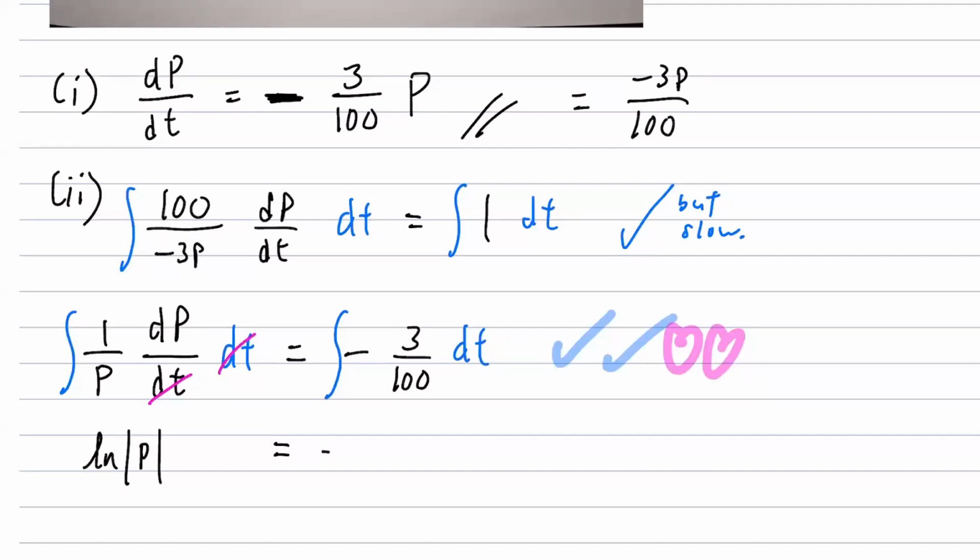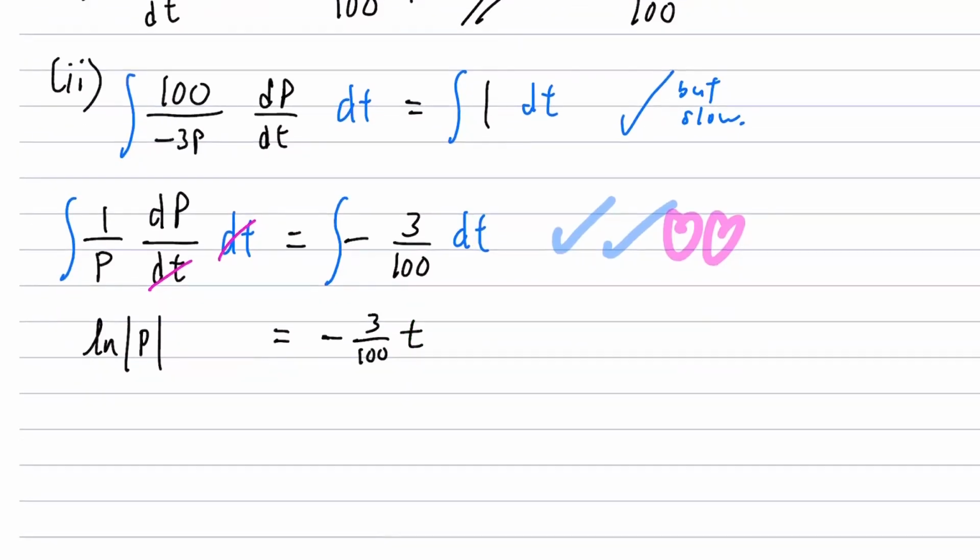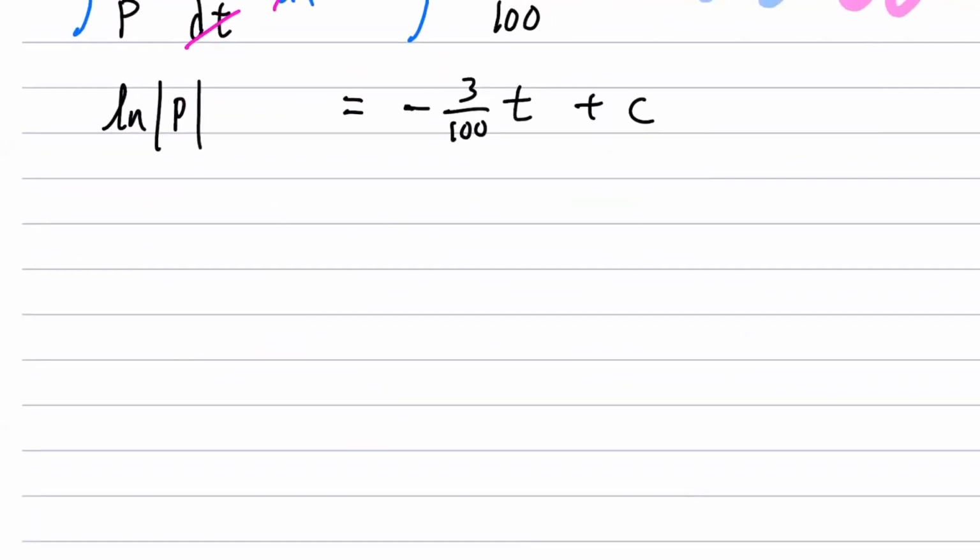What do you get? -3 over 100 t. Very good. Not x, it's t. Yeah, good. What's missing? Plus c. Very good. Yes. Then carry on.